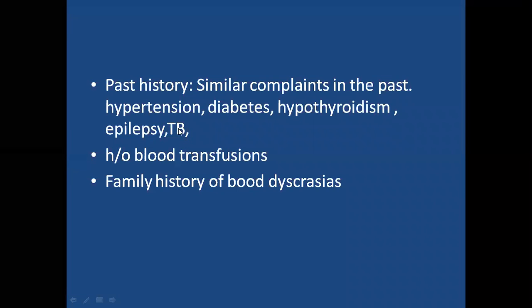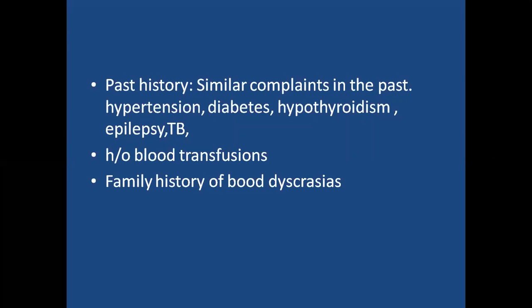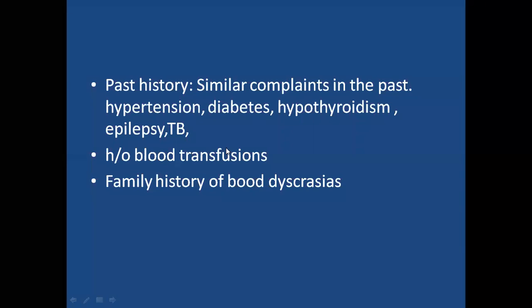If she is a case of tuberculosis, in the initial stages it causes menorrhagia, and because of tuberculous endometritis, then adhesions, she may go into Asherman syndrome. So any history of blood transfusions she has received is very, very important, and family history of blood dyscrasias, particularly in case of puberty menorrhagia.